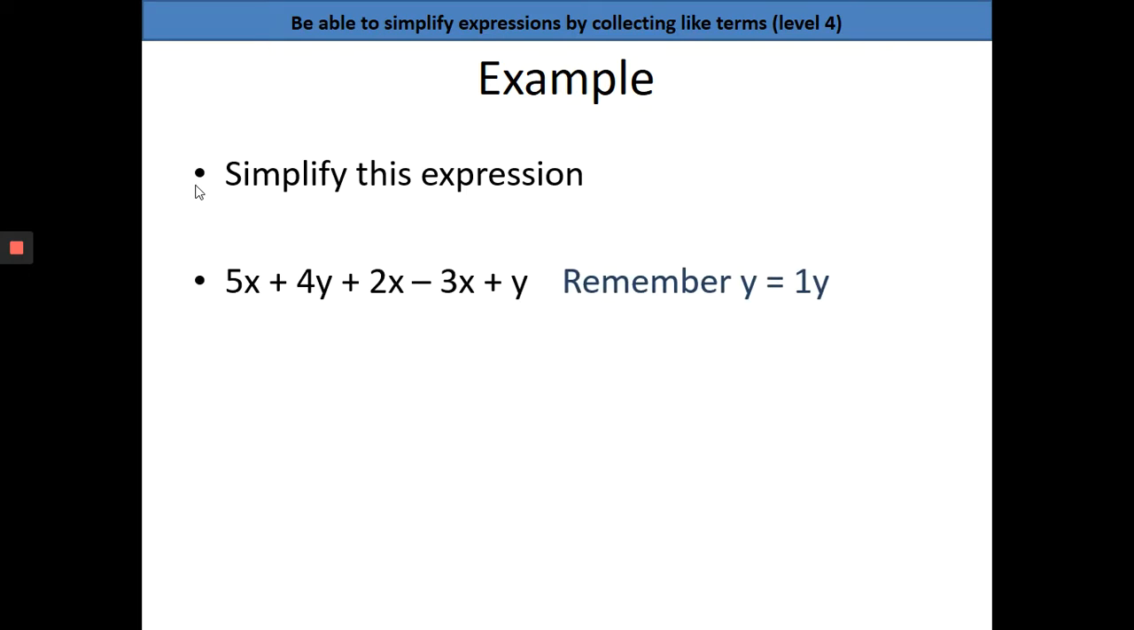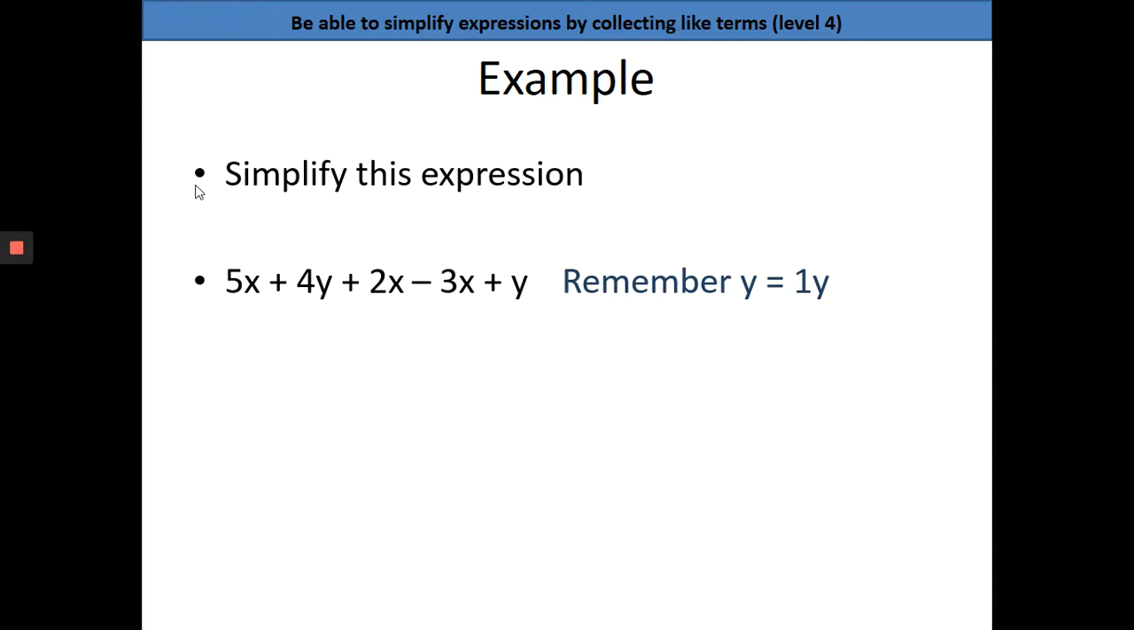So how do we simplify this expression? This time we've got 5x add 4y add 2x, take away 3x, add y. So if a letter is by itself, it means there is only one of them there. So this time we've got 4y, add 1y. That becomes 5y.